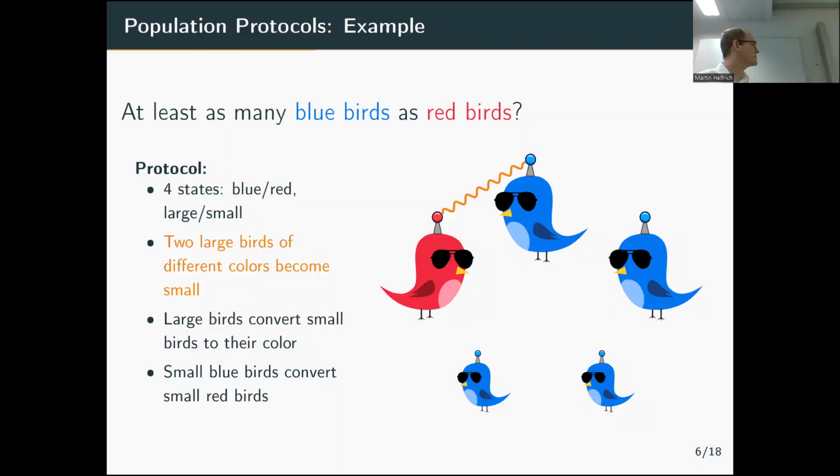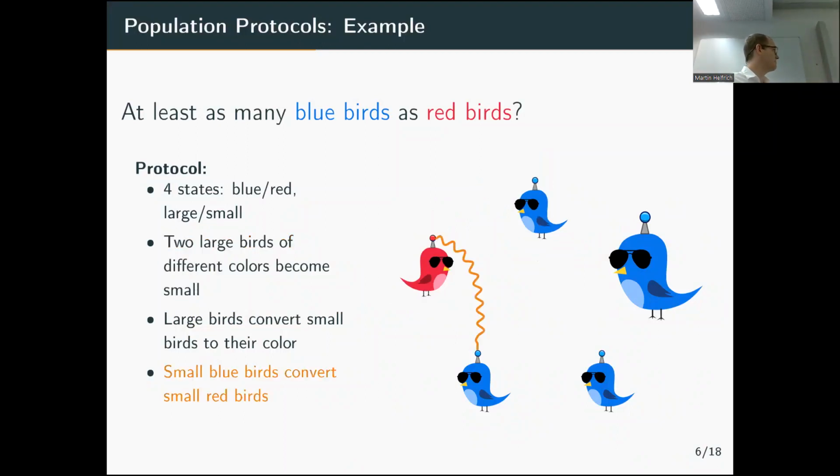And then there might be another interaction. We know that one already. They become small because they are both large and have different color. And then finally, these 2 birds might meet. They are both small. But in case of a tie, we want the system to come to a blue consensus. And this is a rule for that. So if they're both small, they don't know. So the small red bird becomes blue as well.